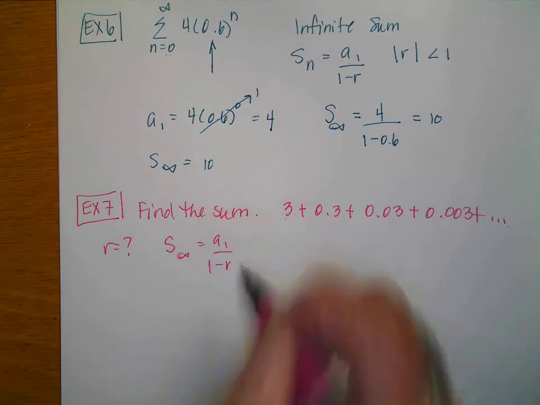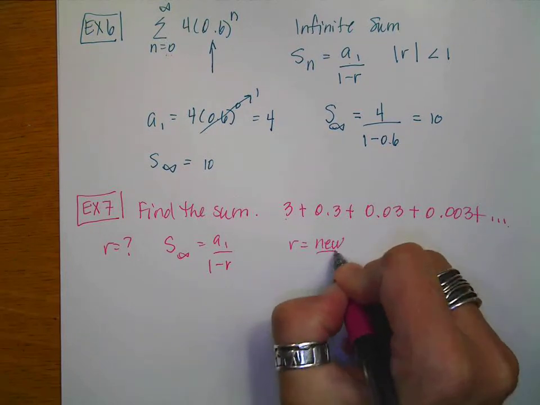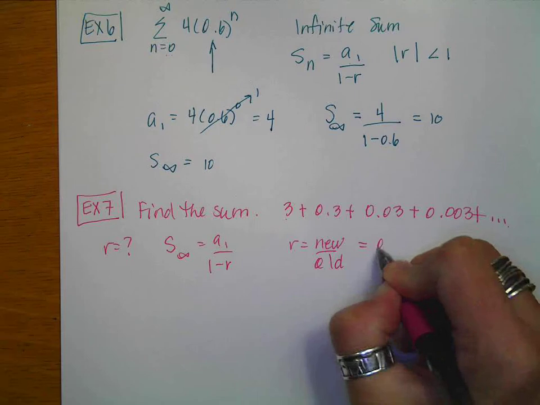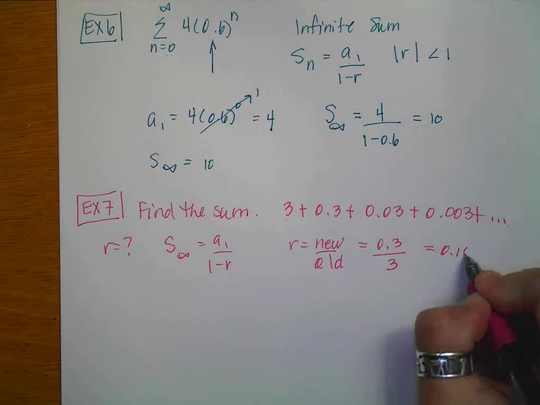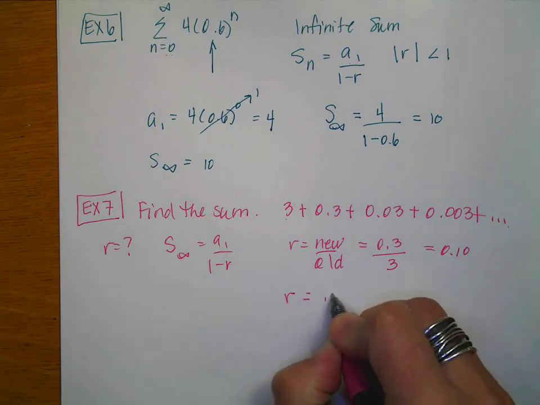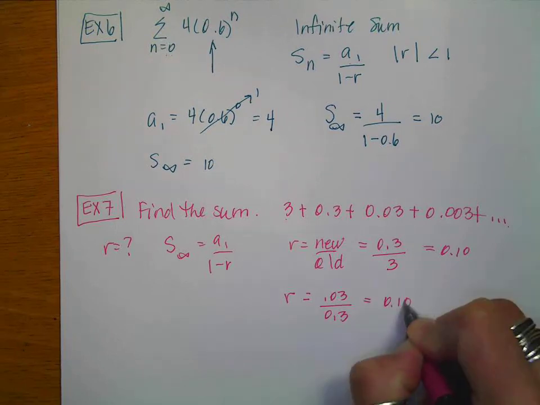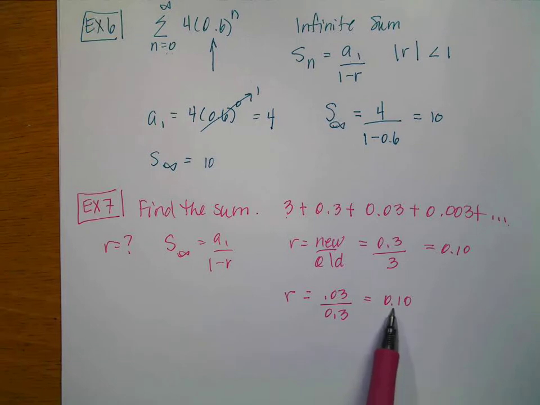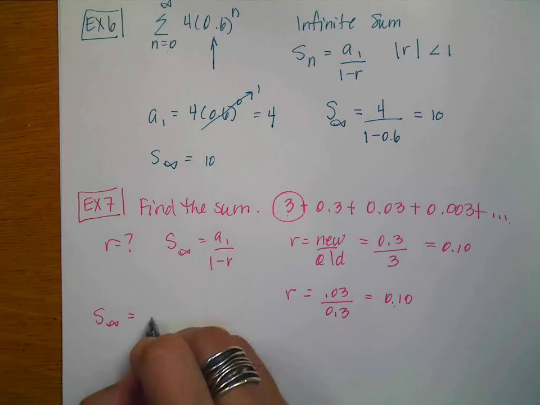I need to know what r is because I need to know if the infinite sum is even possible. So I'm going to calculate r. Remember that r is new divided by old. So I'm going to take the 0.3 and divide by 3, and I'm going to get 0.10. And I'm just going to check it with another one. If I did 0.03 divided by 0.3, I'm still going to get 0.10. Notice that r is less than 1, so then I can actually calculate my infinite sum.